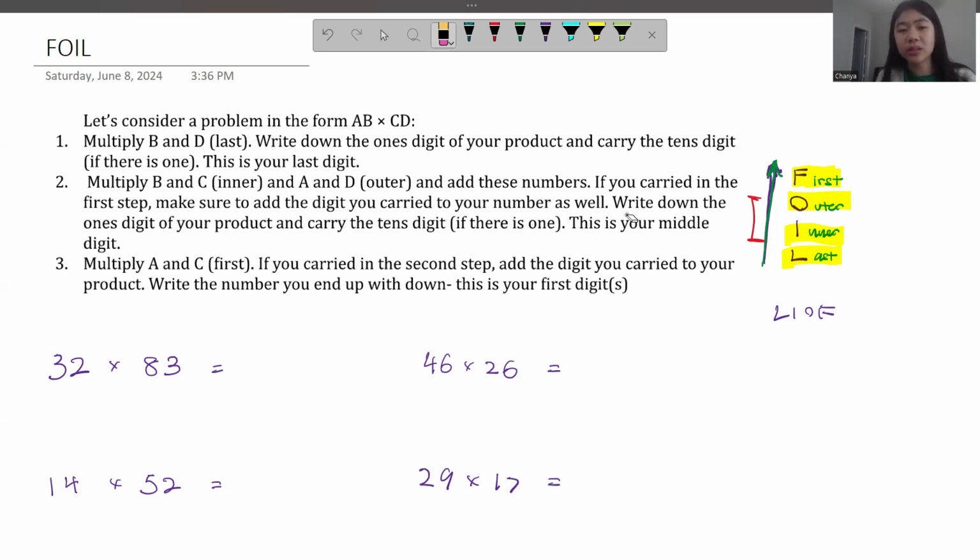FOIL is a method for multiplying two-digit numbers in your head without doing scratch work, and it's hopefully faster than the actual multiplication method that's taught in schools if you practice a lot.